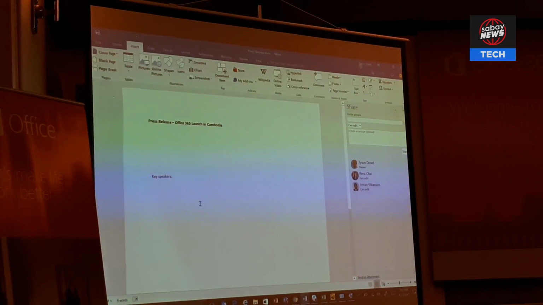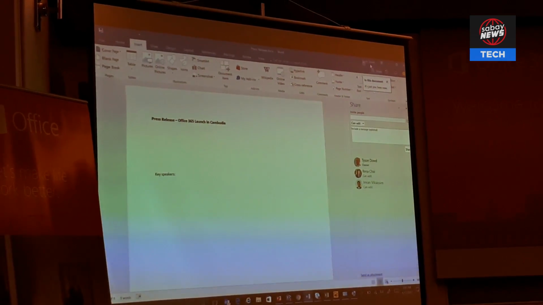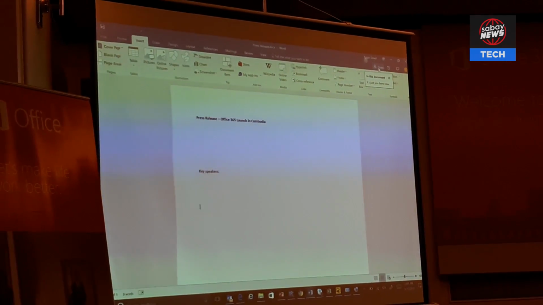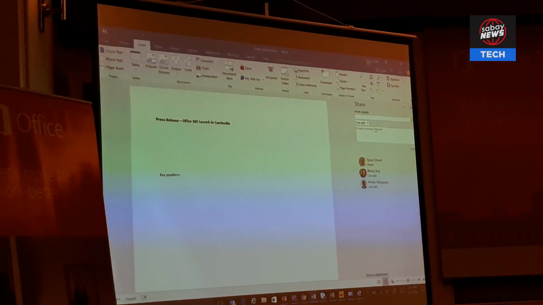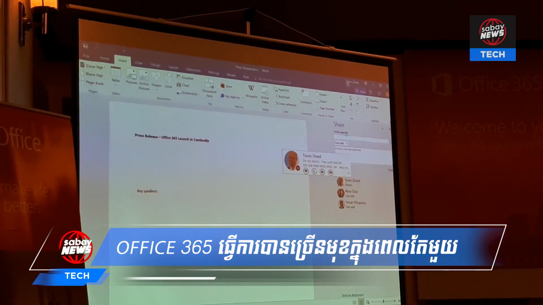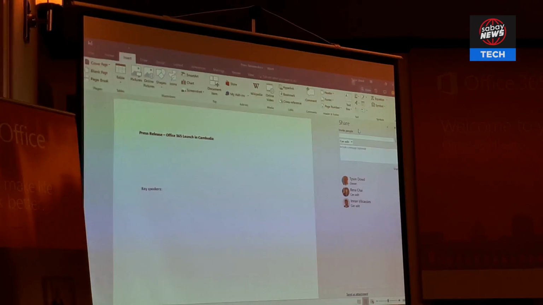And you can see this is a Word document, but there's a sharing icon here. Okay, so this sharing icon will open on the sidebar here. These are the people who I've shared this document with, and they can actually work on the document at the same time as I can.